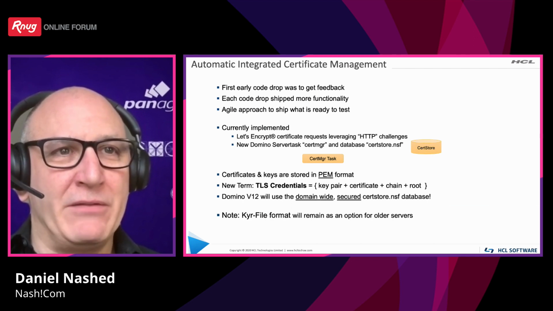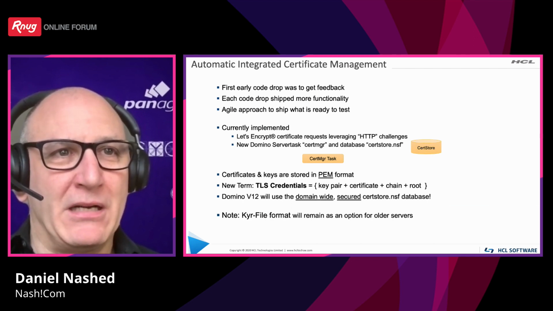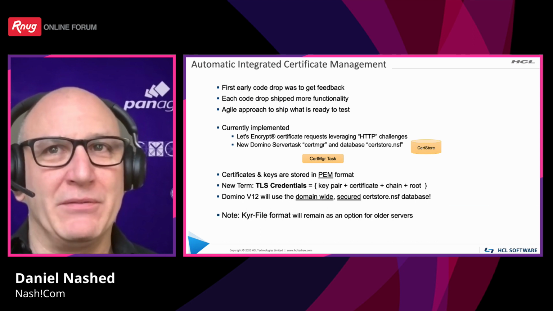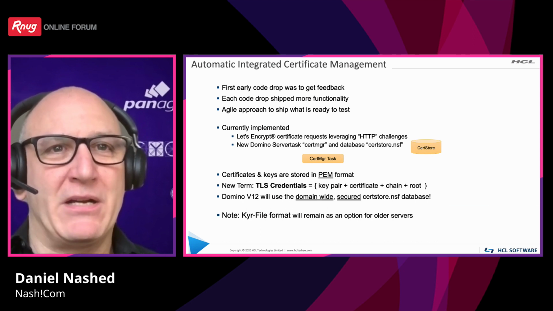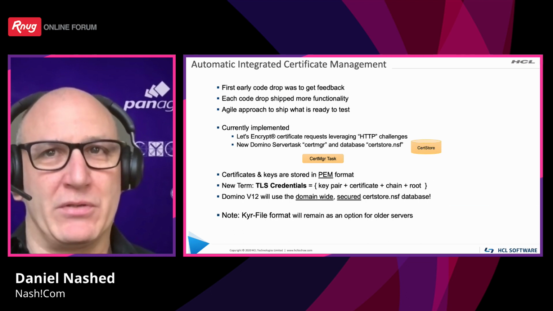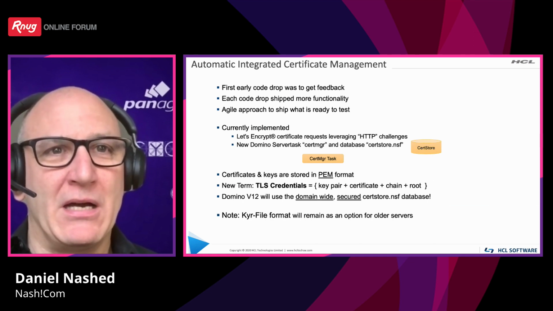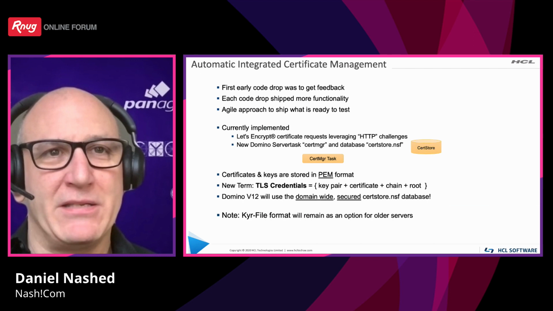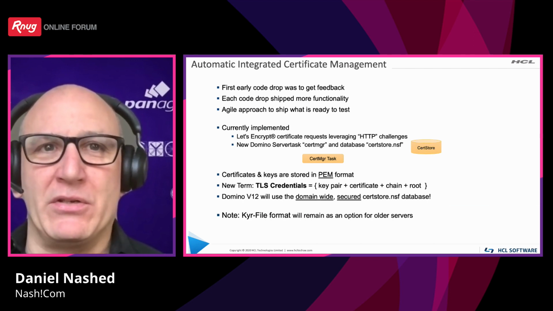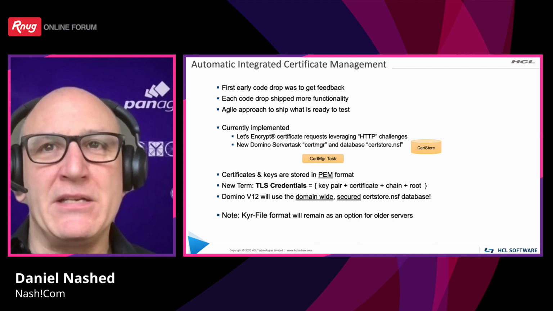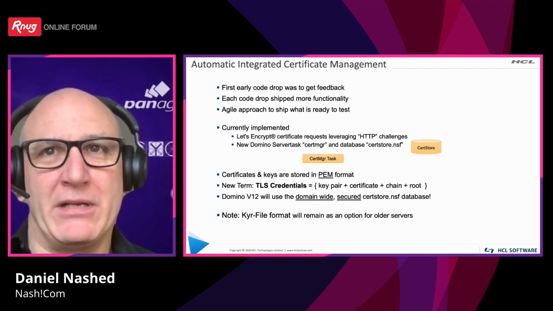So the lead developer came up with the name TLS credentials. That's the new name that you have to learn. So that means the key pair, the certificate, the chain, and the root all together, right? And Domino 12 will use a new database, the CertStore database, which is a domain-wide secure database that will contain all your certificates and keys, and it will cross-domain replicate.